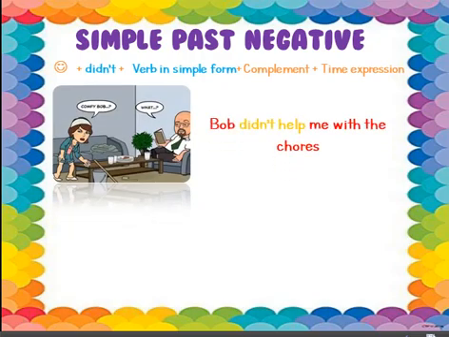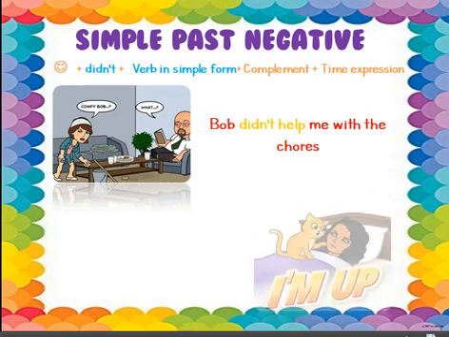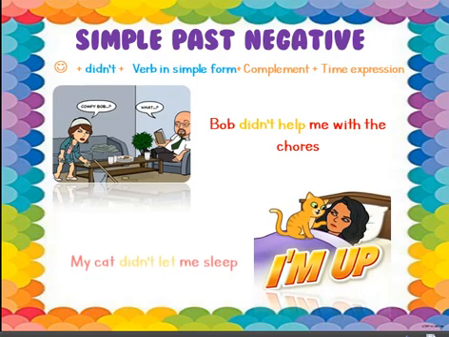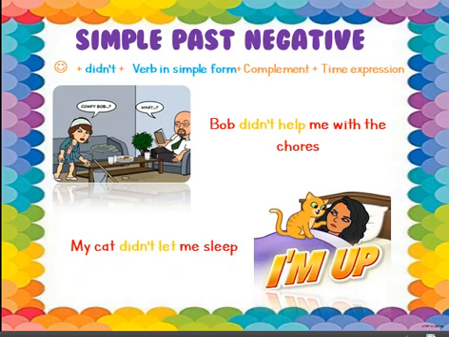Bob didn't help me with the chores. Notice the verb help is in simple form, in simple present, okay? Because we have auxiliary didn't. My cat didn't let me sleep.